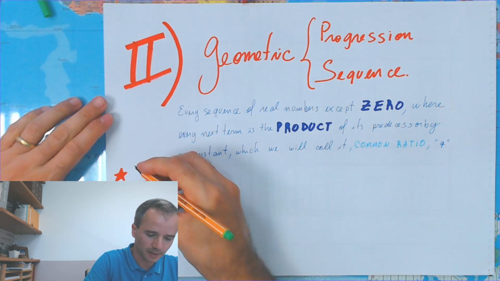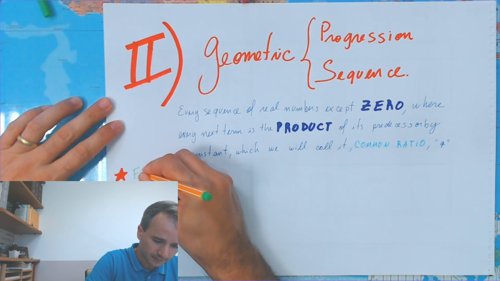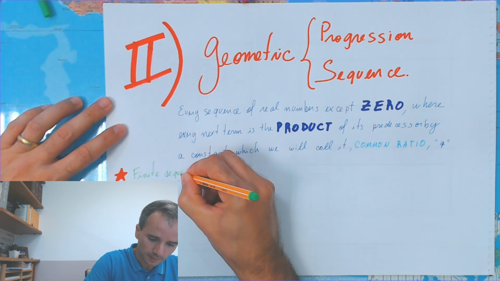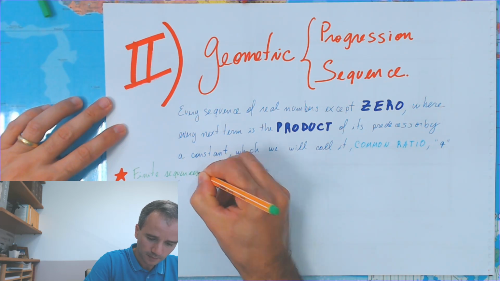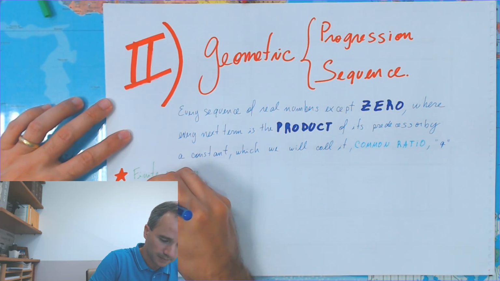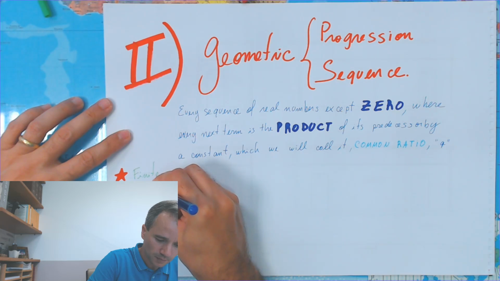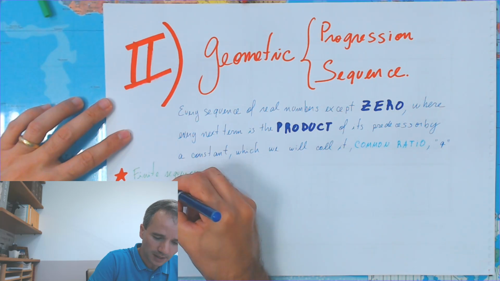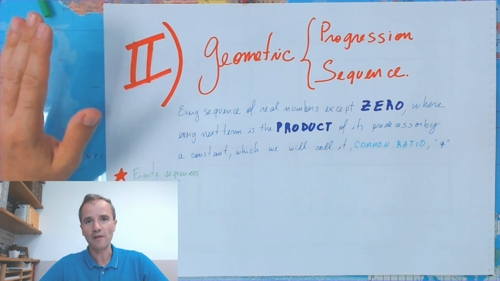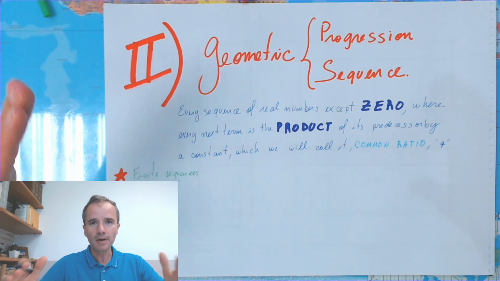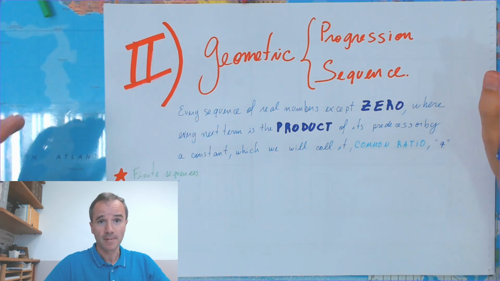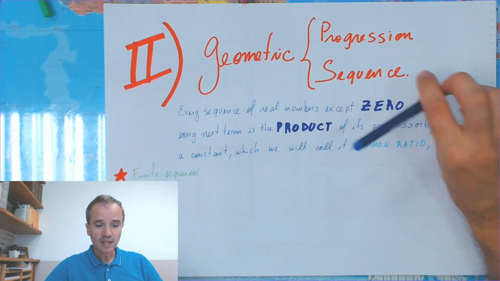Let's color a little bit. This is going to be the finite sequences. A finite sequence is going to be like 2, 4, 8, 16, and that's it. Can we have more? Yes, we can, but it must have a first term and a last term. You have to know that. So this is a finite sequence.